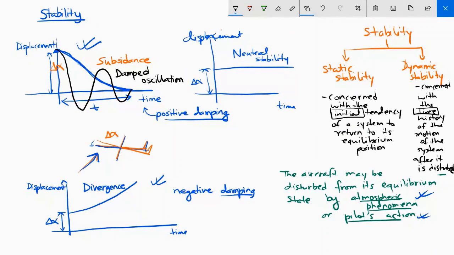Now, another possibility is the wind comes, it introduces some delta alpha, so there is a displacement in the value of angle of attack, and this just sets off an oscillation which is undamped. Okay, so you may just continue to have oscillation over time. So it just starts to oscillate and maintains the same amplitude, and this continues forever. So this is an example of undamped oscillation.